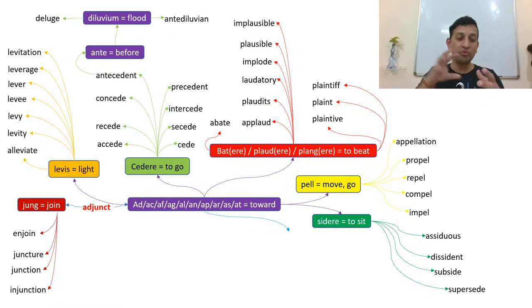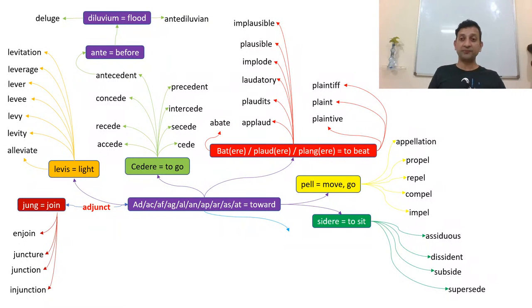Propel is to move forward. Propel doesn't imply force. Propel only implies moving in a certain direction. Propeller is a device that moves a ship forward. Repel, move back. They repelled the enemy advances. Compel: my father compelled me to study biotechnology. Impel: they were impelled by the impending urgency of the situation. They are forced to move forward.